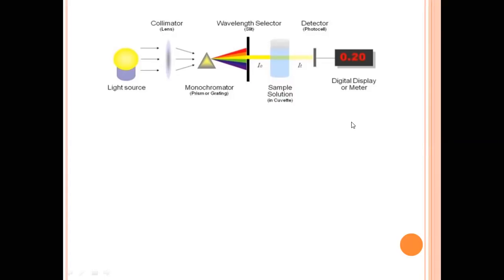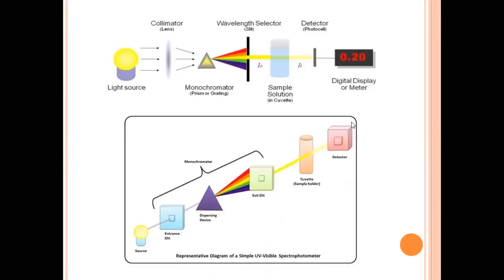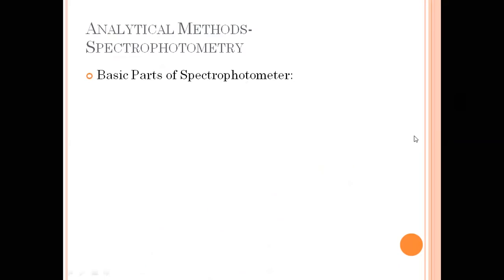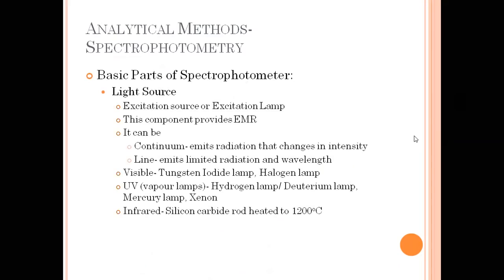So another picture that will show you the basic component of your spectro is this one. So again, you have the light source, the entrance slit, the dispersing device or the monochromator, the exit slit, the cuvette that holds the sample, and of course your photo detector. And additional to that is the digital display or the readout device. Okay? So let's start with the light source.